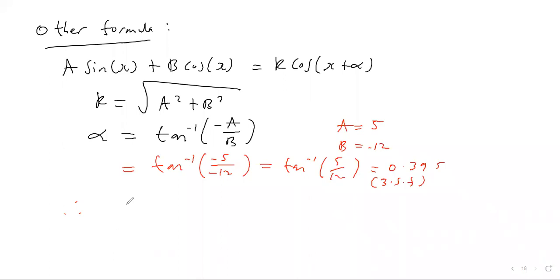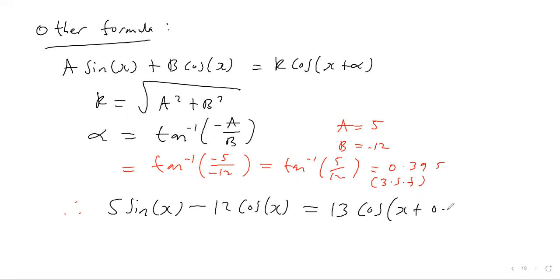And so therefore what we can say is that the expression that we had before, 5 sine x take away 12 cos x, is exactly the same as 13 cos of x plus 0.395. So you can write it like this if you want to as well. And again, the maximum value of this function is going to be 13. The minimum value of this function will be minus 13, because again, the maximum value of cos is 1, minimum value of cos is minus 1.